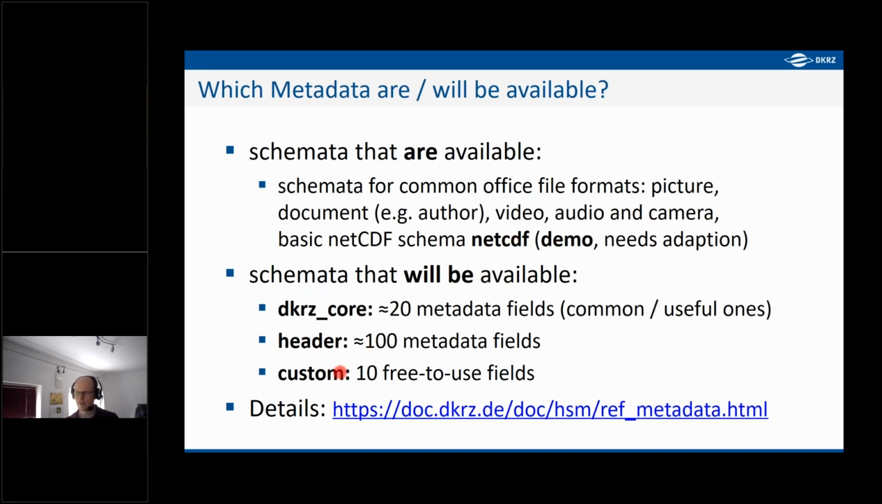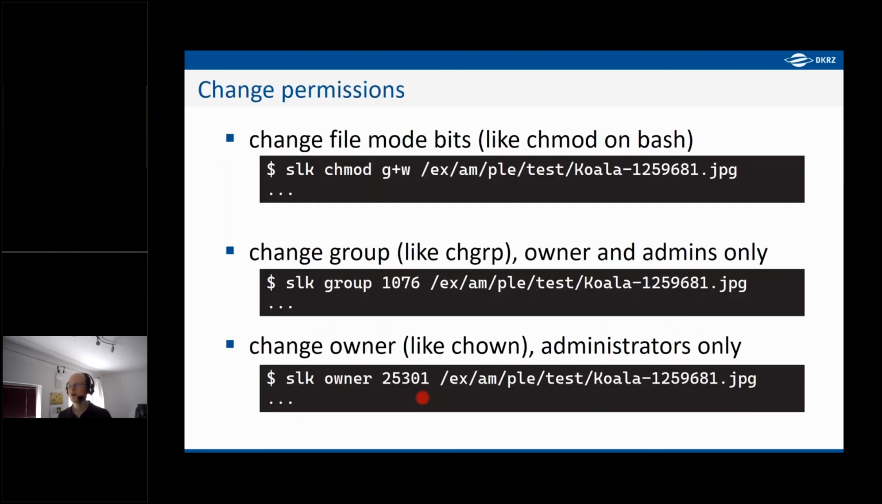And then there will be a custom metadata schema which just contains 20 free-to-use fields. So that if you personally or you in your project want to add specific project-related metadata which has no specific field at the moment, you can just add it via these custom fields to simplify, for example, the search later on.